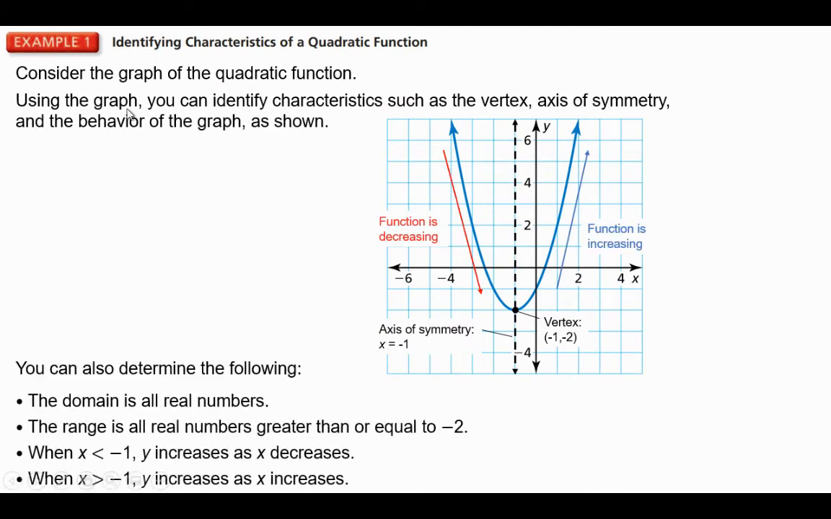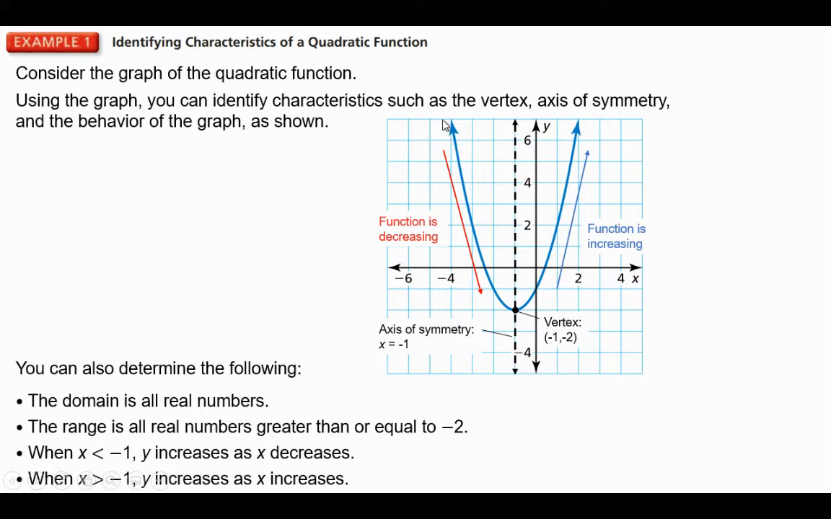All right, so in this case, we have a graph, and we notice that the vertex went from 0, 0, and it shifted left 1 and down 2. So the vertex now is at the point -1, -2. The axis of symmetry is going to be whatever the x coordinate is. So in this case, the line x equals -1 is the axis of symmetry. This is a vertical line that was discussed in prior lessons.